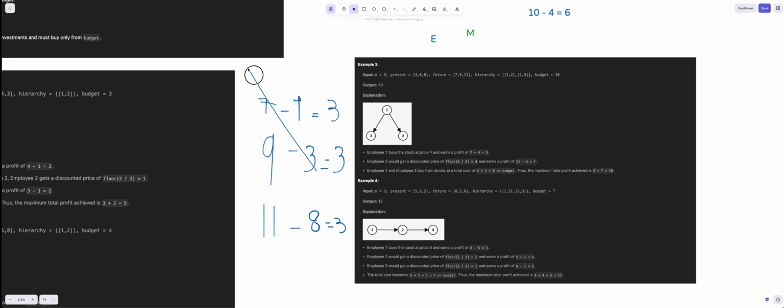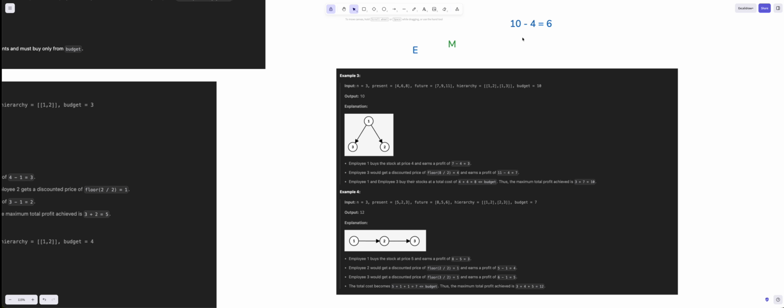Same for example 4, we have 3 employees. Sorry, my bad. The stock we can buy has present prices of 5, 2, and 3. The profits will be 8, 5, and 6.